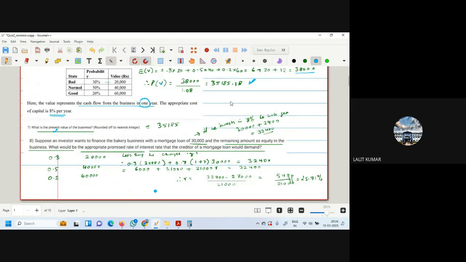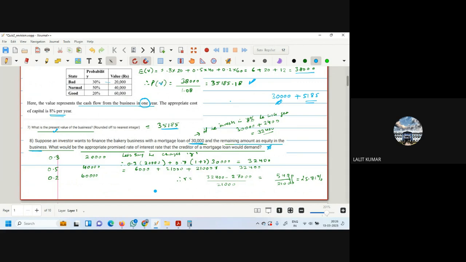Now the following question is, suppose an investor wants to finance the bakery business with a mortgage loan of 30,000 and the remaining amount as equity in the business. So equity, what does it mean? That value is 35,185. 30,000 comes from loan, and 5,185 will come from equity, means the owner will put his money. So what would be the appropriate promised interest rate that a creditor of a mortgage loan would demand?